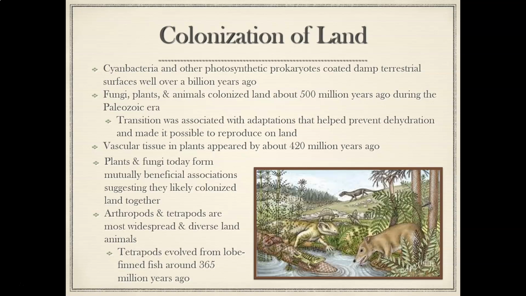Arthropods and tetrapods end up being the most widely spread and most diverse land animals, but even they are going to take time before they get from water to land, and so tetrapods seem to have evolved from these lobe-finned fish. Remember I mentioned Tiktaalik to you a few videos ago? That was a big transitional fossil looking at those fish, and then how did we get to four-limbed organisms on land? And it seems to have happened about 365 million years ago.